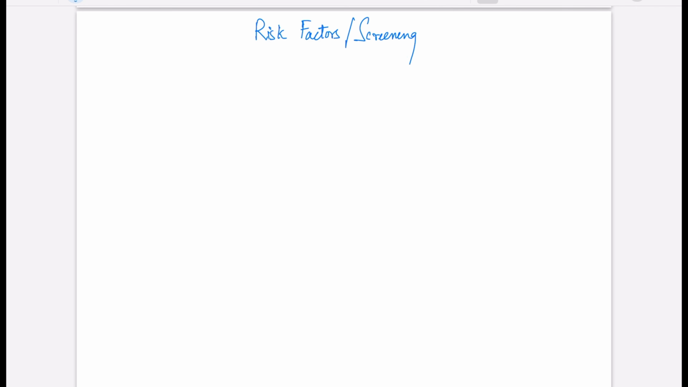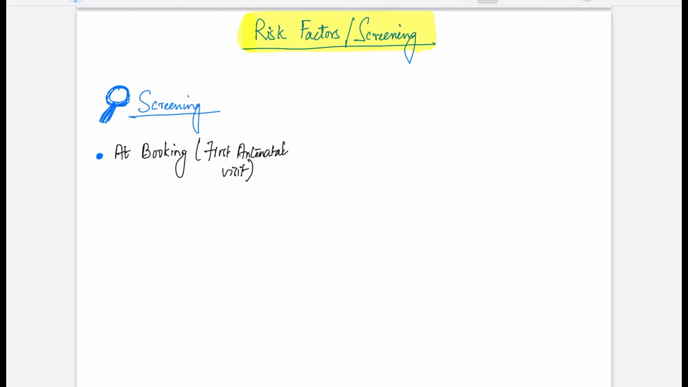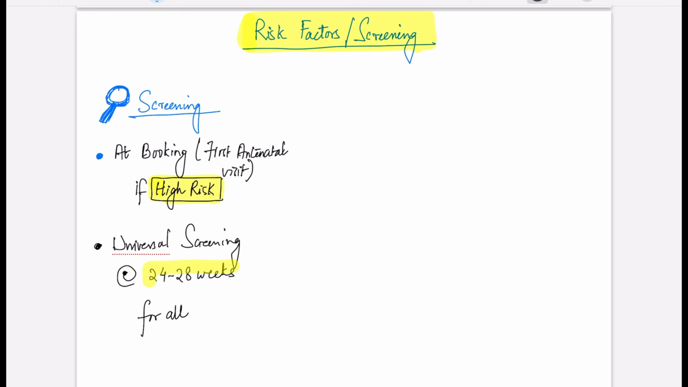Now let us understand the risk factors and screening. Now, I want you to remember certain pointers for screening. The first one is at booking, we check for diabetes only when we have high-risk pregnancy. Second is a universal screening that is done for all other patients at 24 or 28 weeks of gestation.